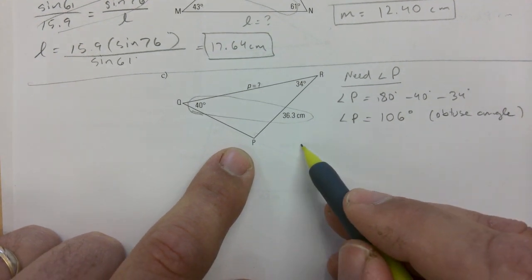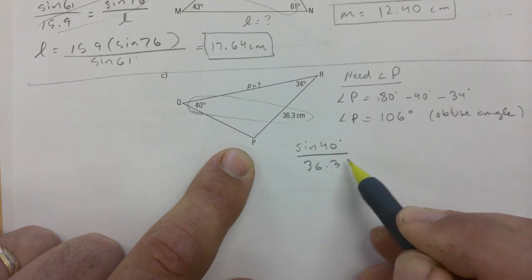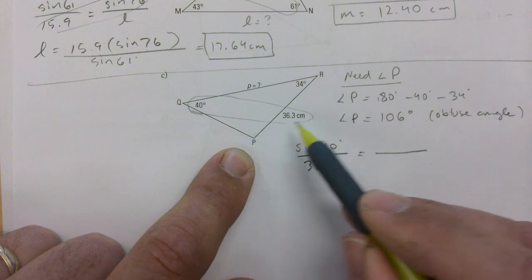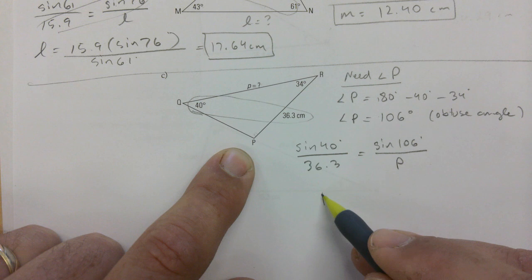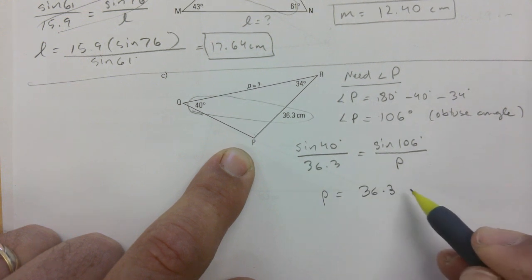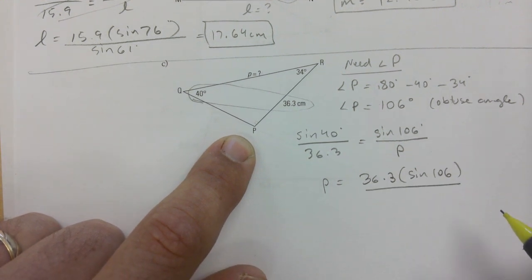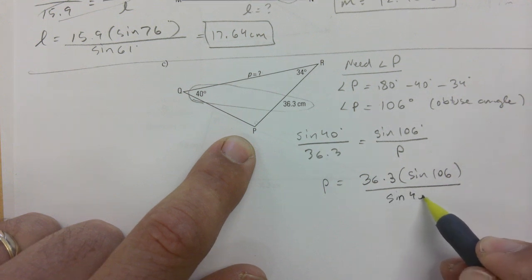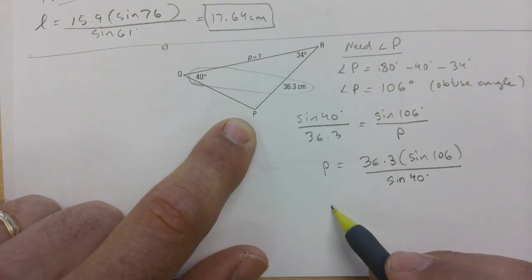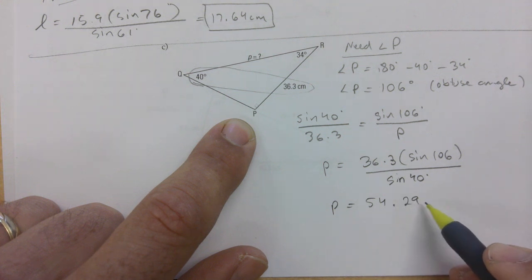So now we start. Start with my pair. And angle P is right here, so sine of 106 over side P, 36.3. Notice that the angles will later have decimals. That does not change anything. Stays the same. So P is 54.29 centimeters.